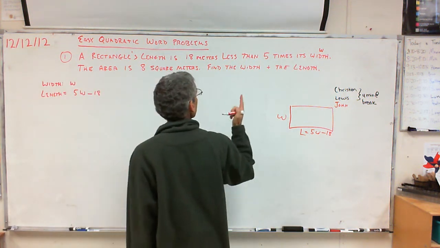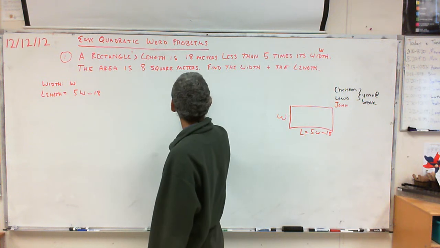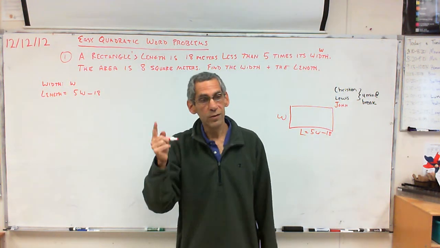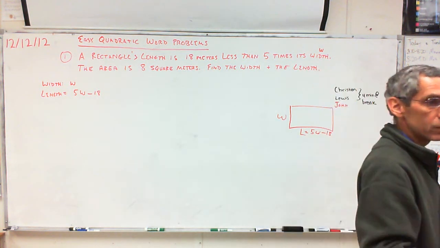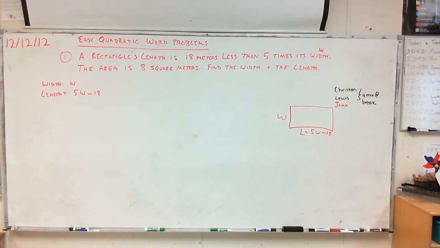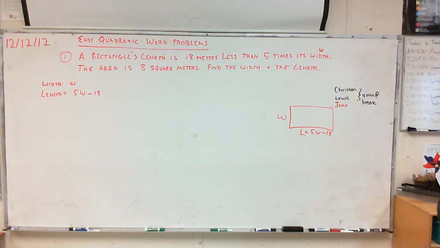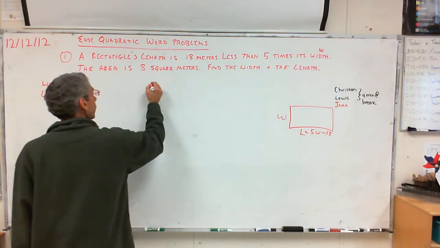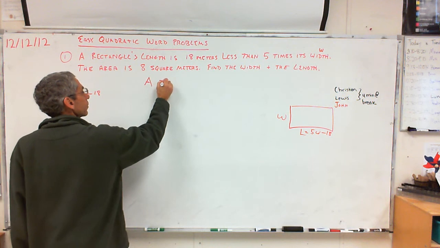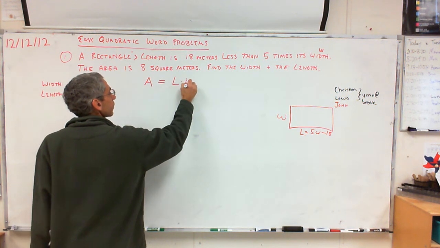Now it says the area is 8 square meters. What is the formula for the area of a rectangle? Everybody knows that. Right. So write the whole formula. You write A equals length times width, right?